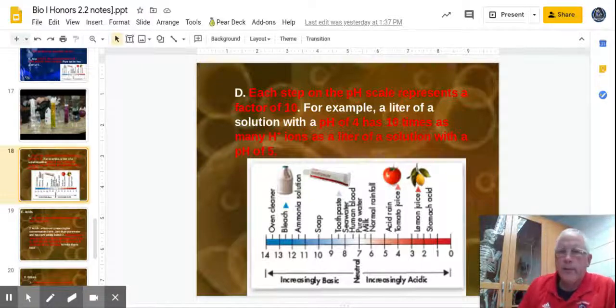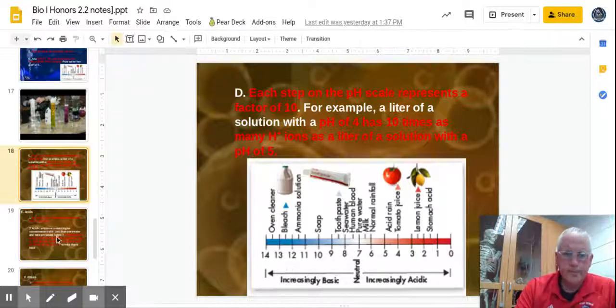So a pH of 4 has 10 times as many hydrogen ions as a liter of pH of 5. Now understand, that's a factor of 10. So if I go to 6, then that's 10 times 10. I go to 7, 10 times 10 times 10. You can see how it's going to get a lot stronger. I should say the other way. If I go 3, then 2, then 1, it gets stronger as we go down. You can see it on the scale here of increasing acidity and increasing basicity.